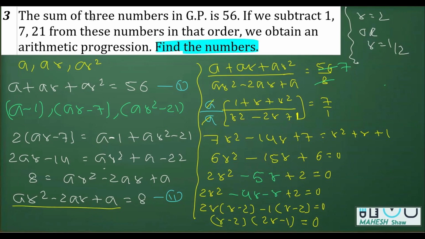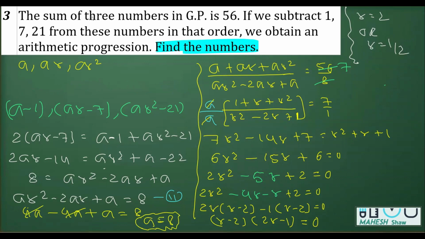For example, if I replace R by 2, 2 square is 4, so this is 4 times A minus 2 into 2, which is 4A, plus A equals 8. So what do we get here? I'm getting A as 8. Once we got the value of A, I'll erase this portion. Once we obtain A, now I can frame the GP.